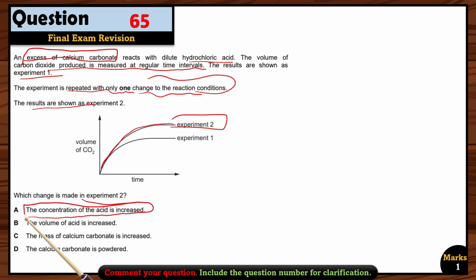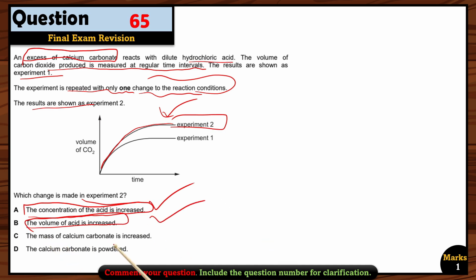First, the concentration of the acid is increased. If you increase the concentration of an acid, what will happen? Of course the experiment 2 will have higher rate of reaction, right? So we can choose this option also as an option. Let's see now, the volume of the acid is increased. This option can also be right.